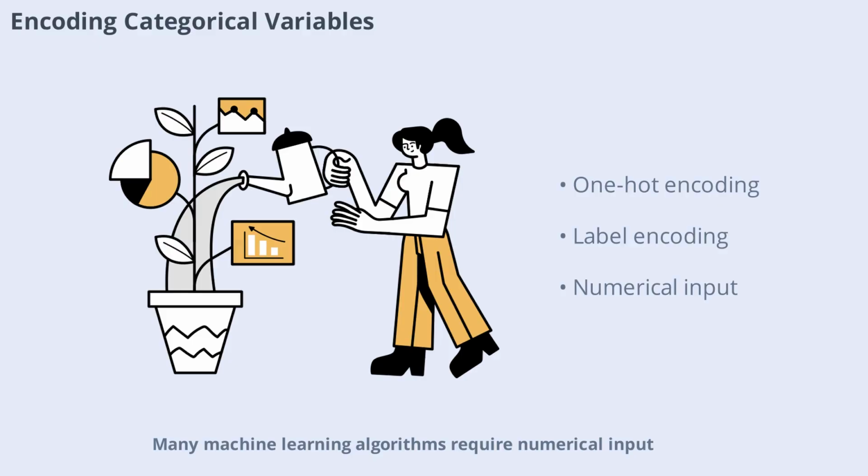Many machine learning algorithms require numerical input, so categorical variables must be converted into numbers. Common encoding techniques include one-hot encoding and label encoding. One-hot encoding creates a new column for each category, while label encoding assigns a unique number to each category. Choosing the right method depends on the algorithm and the data.